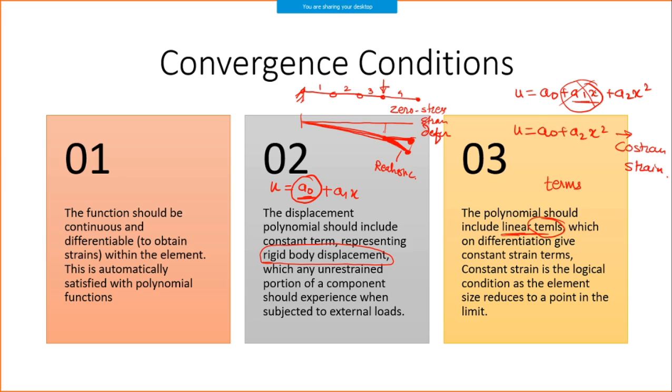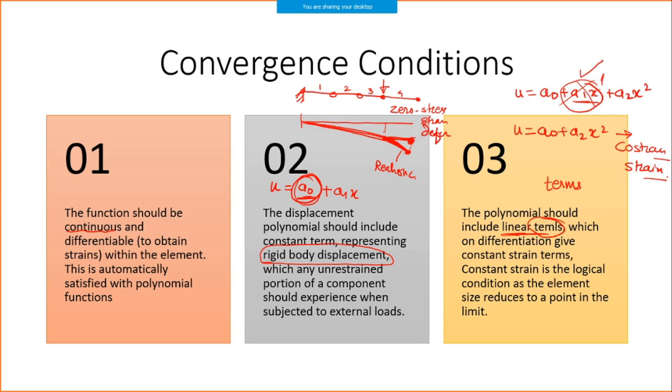Linear term means x in power of one. And if you miss this, obviously you are going to miss the constant strain in the element, which may happen in certain cases practically. So that's what the third convergence criterion should be. There should be a linear term all the time. The first convergence criterion is continuity in the function. The second convergence criterion: there should be a constant term in the polynomial. The third convergence criterion: there should be a linear term in it.